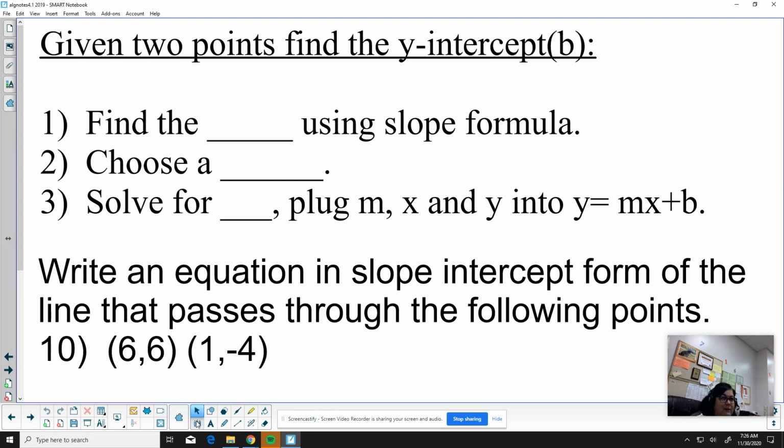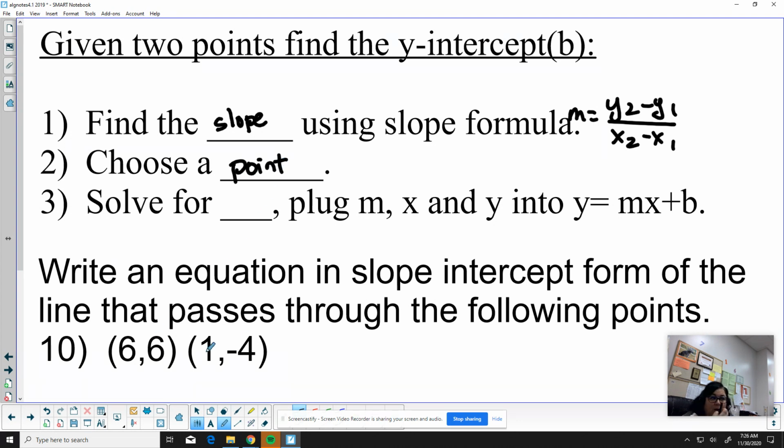Step 1 is to find the slope using slope formula, which is y2 minus y1 over x2 minus x1. And then we're going to choose one of the points they give us. If either of them are positive or have a 0, we want to choose that one. That one's the easier one. But it doesn't have to. You can choose either one. And then we solve for b. We plug in m, which we came up with in step 1, x and y, which we get from the point that we chose, and we plug them in here, here, and here, and we come up with the b.